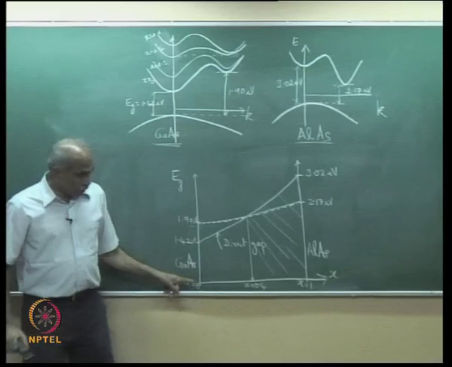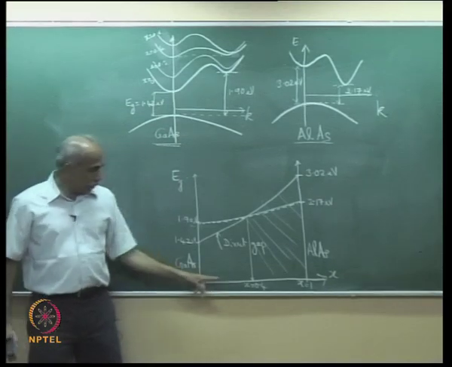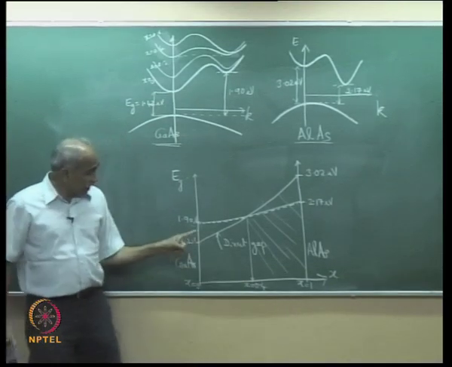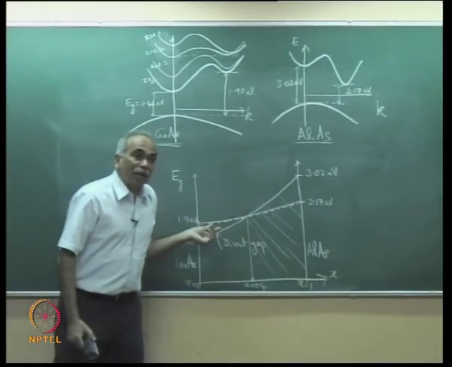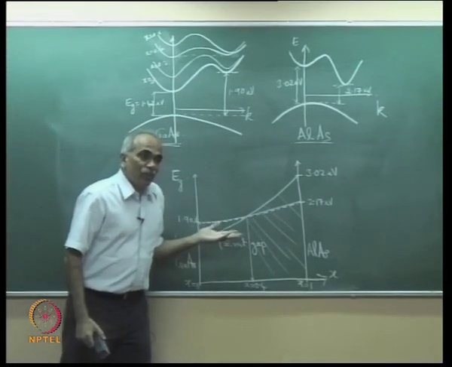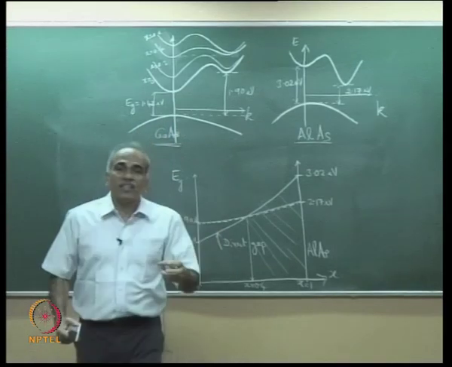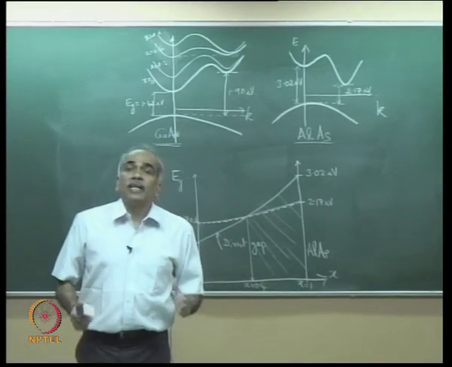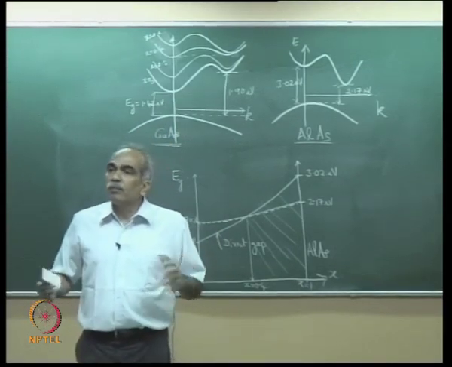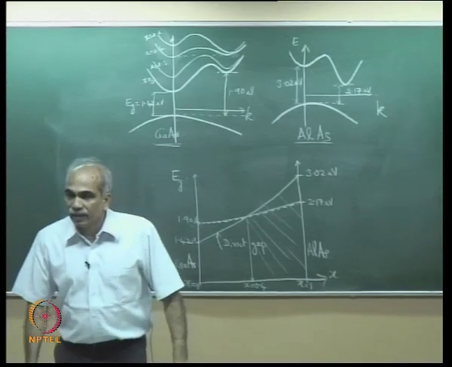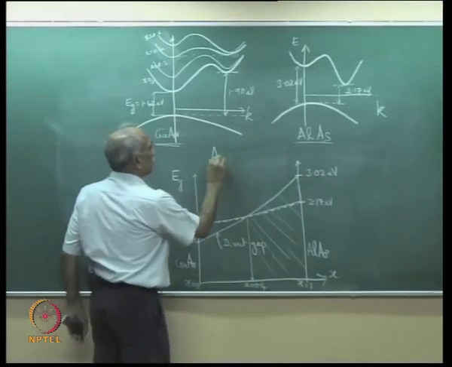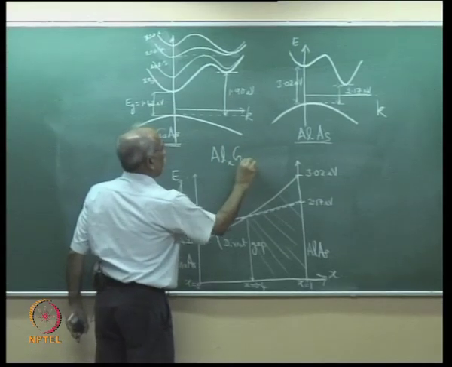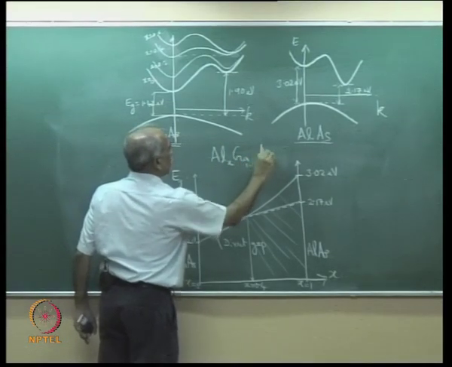However, from x equal to 0 to x equal to 0.4, it is a direct band gap material, and the band gap can be varied with x. By changing the composition x, I can continuously vary the band gap of the material. And that is the importance of the aluminum gallium arsenide alloy, Al x Ga 1 minus x As.